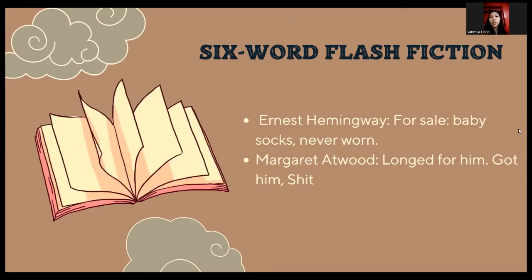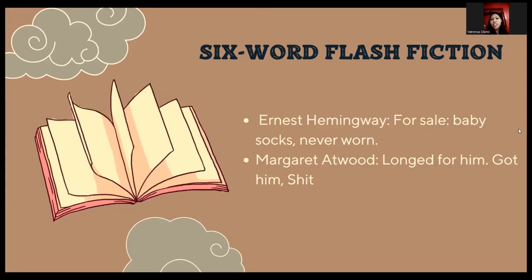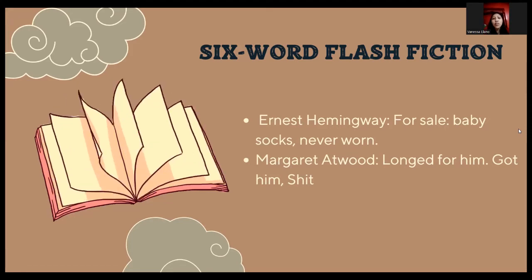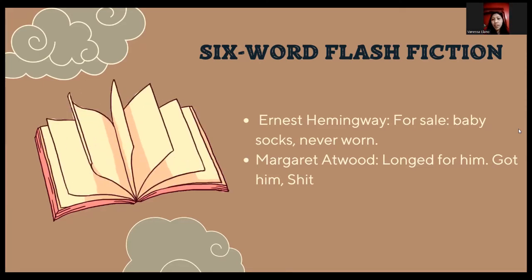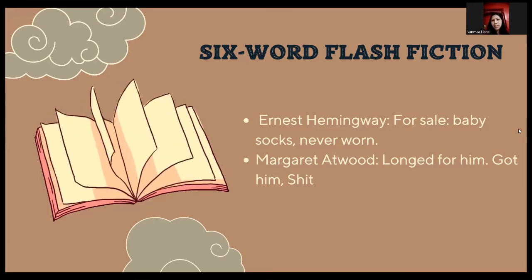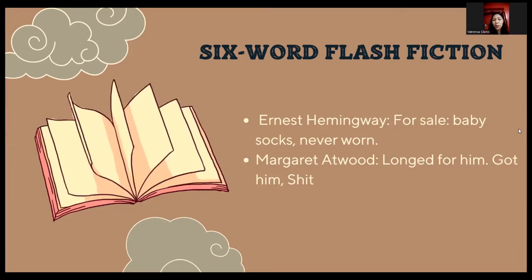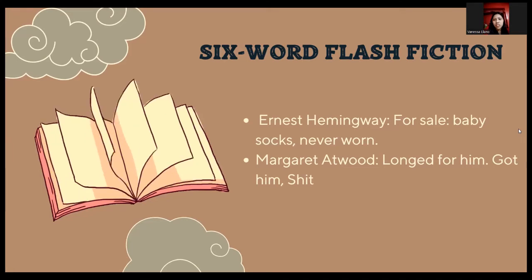So if we read that one, we can understand it, though it is too short. It means that there are baby socks for sale that have never been worn. Though it is very short, we can still understand what it is trying to convey. The next example is Margaret Atwood: Longed for him. Got him. Okay, so 6-word flash fiction is way shorter than flash fiction, but the meaning can still be understood. So next slide, please.